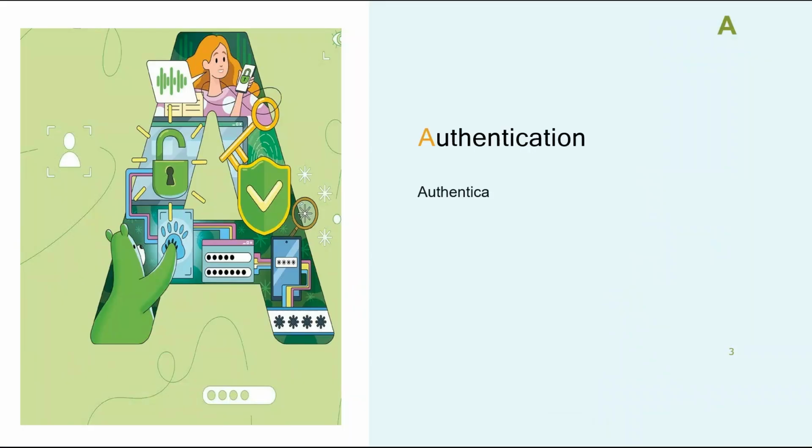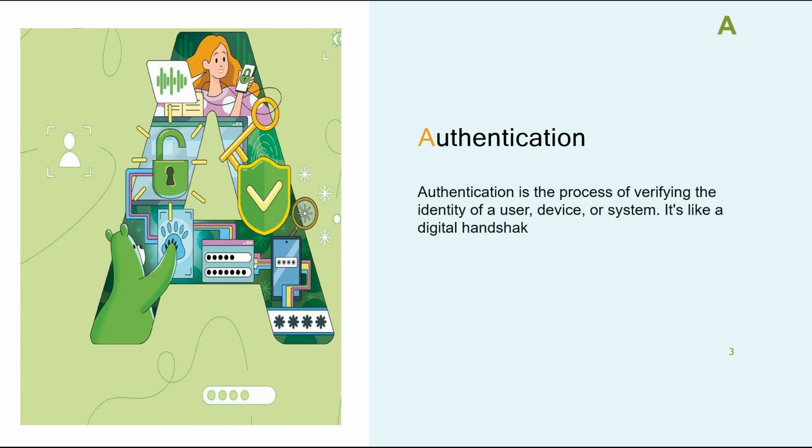So first is authentication. Let's understand what authentication is. When you are going to log in to your Insta account, what you must first do is provide the username and password to your Insta account. Meta verifies just that the username and password combination is correct before granting access to your account. So authentication is the process of verifying the identity of a user, device or system. It's like a digital handshake that ensures you are who you claim to be.